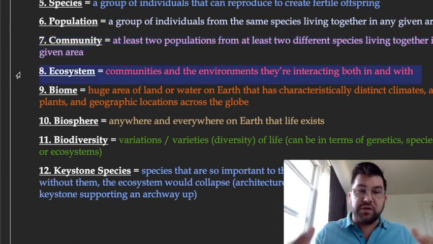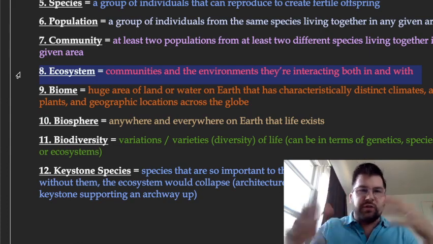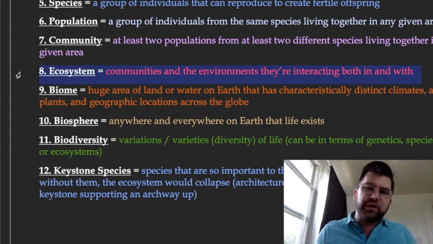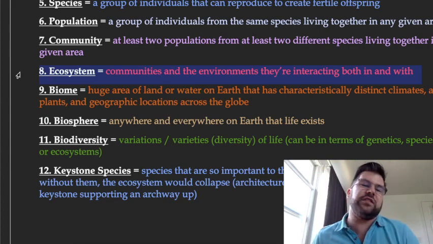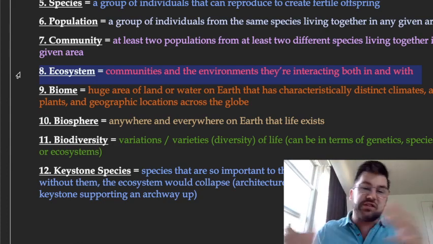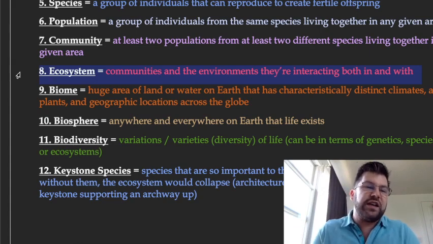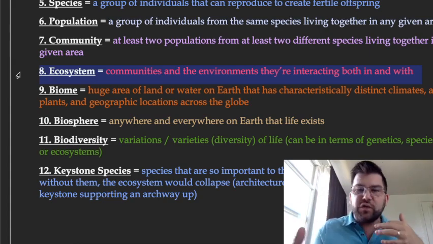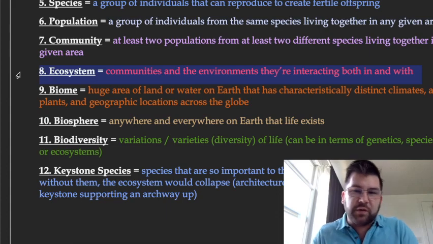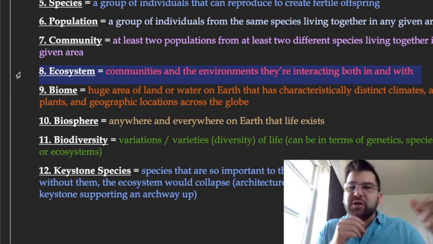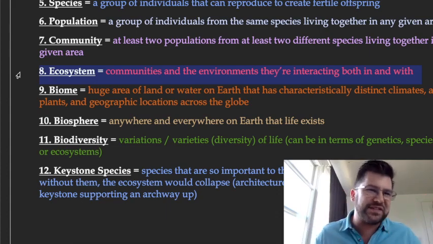Next level up, we're going to look at the whole ecosystem. That's going to be your communities, all your living species and how they're interacting together. And this is really where we bring the abiotic factors of the environment into it. We really start to look at how those biotic factors interact with the abiotic factors. This brings us a lot of times to food chains, food webs, the biogeochemical cycles, like the carbon cycle and water cycle. Again, more on those later.